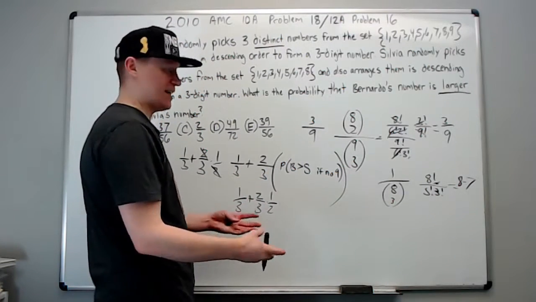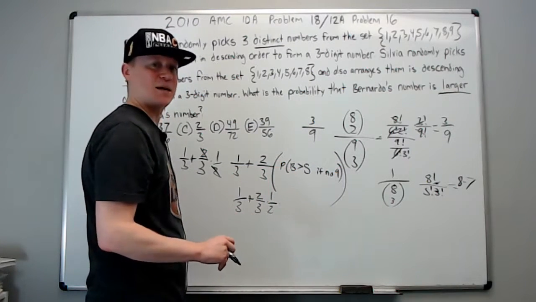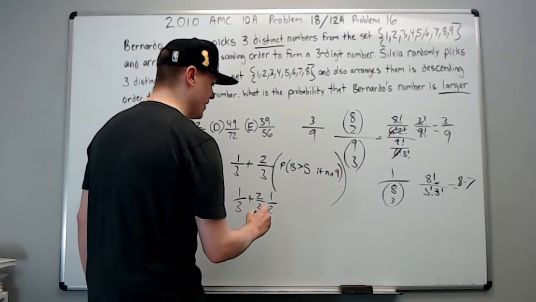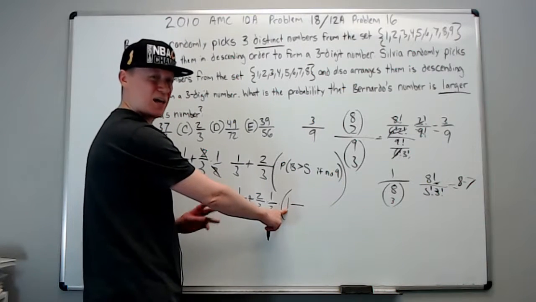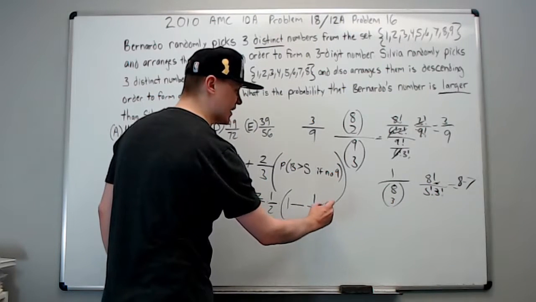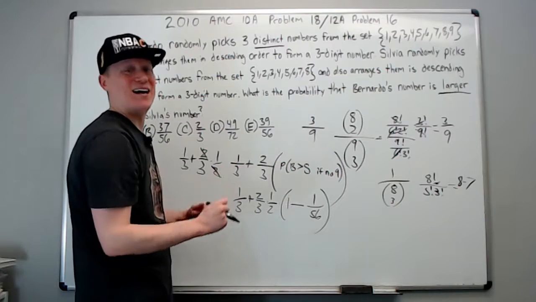Everything else in that scenario where he doesn't have a 9 will mean they don't have the same number. And half of those values are the ones where Bernardo is ahead. So it's going to be half times 1 minus, we're using complementary counting right now, 1 minus the 1 out of 56, or complementary probability, I suppose, the 1 in 56 chance that they tie.